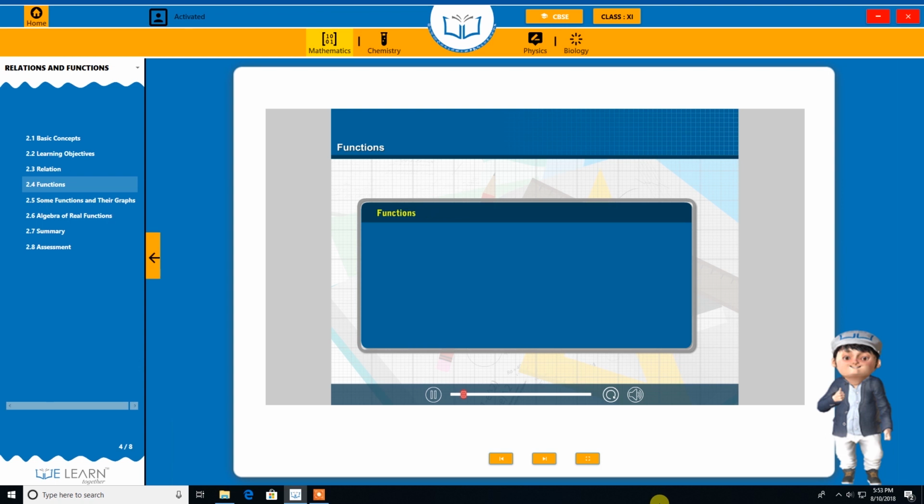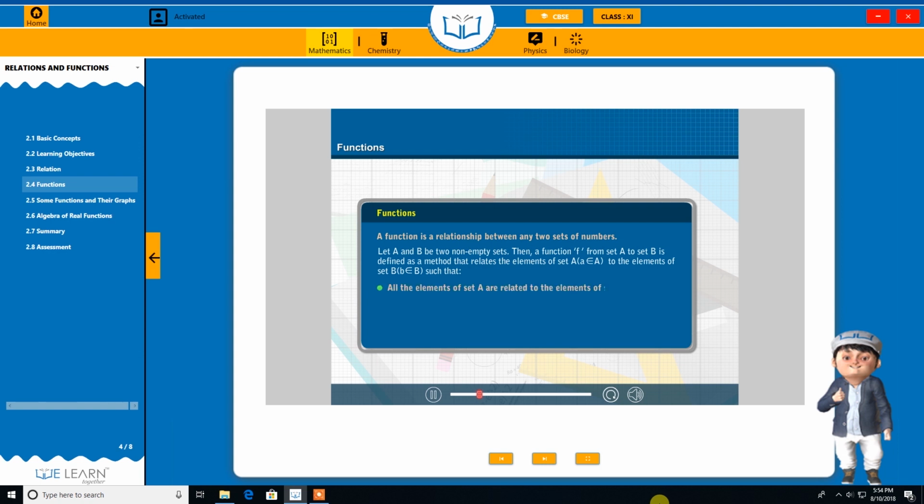Now let's understand the concept of a function. A function is a relationship between any two sets of numbers. Let A and B be two non-empty sets. Then, a function f from set A to set B is defined as a method that relates the elements of set A to the elements of set B such that all the elements of set A are related to the elements of set B. An element of set A is related to a unique element in set B.